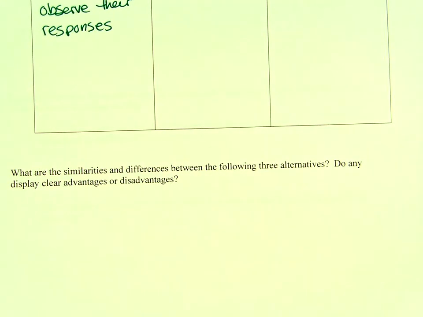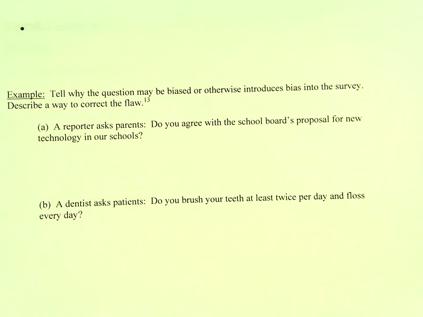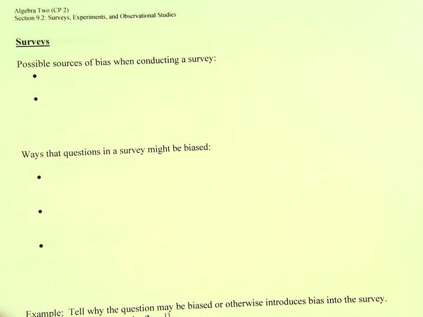So what we're going to do for the rest of this section is go into more details of surveys, observational studies, and experiments. And we'll end with looking at a couple scenarios and try to determine which method is being used and what sorts of conclusions we can draw from it. On the next page, we're going to focus on surveys.